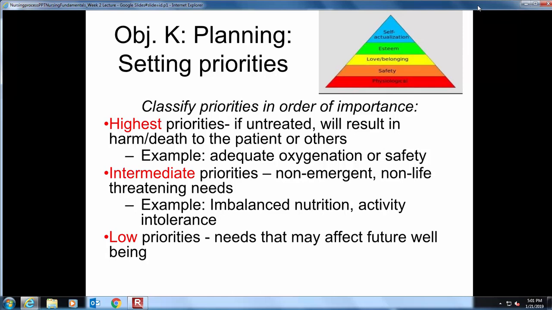Low priorities can affect a patient's future but are not pressing, so these should be addressed last. It's also important to consider the client priorities.